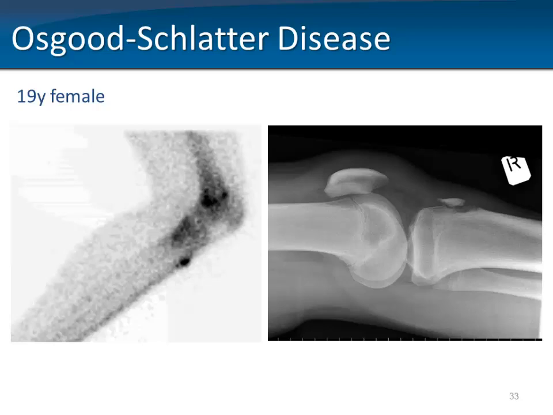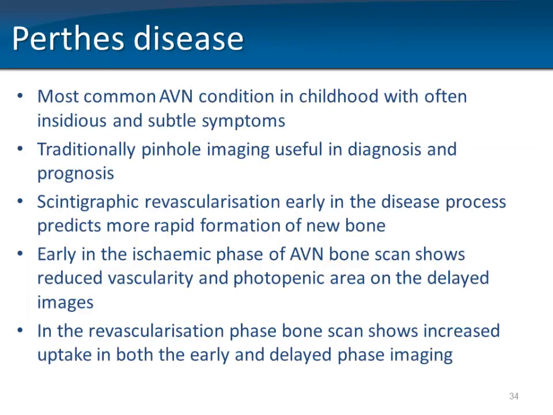So an example of a 19-year-old female with Osgood-Schlatter's disease, where you can see the hot spots at the tibial tubercle, both on the bone scan and the appearance of the lesion on X-ray later on in the disease. So Perthes disease, as I told you, is the most common avascular necrosis condition in childhood, and it often has insidious and subtle symptoms.